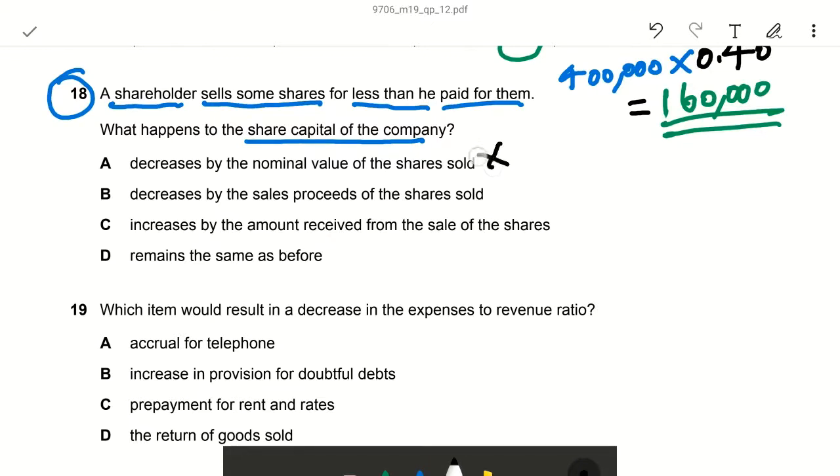So here the first answer, decrease by the nominal value of the share sold. No, it will not decrease the value. The value of the share will be the same. Decrease by the sale proceeds of the share sold. No. Increase by the amount received from the sale of the share. When he is selling the share, how is it increasing? That is wrong. Remain the same as before. Share value is the same as before. He sells the shares at a lower price, but it is not decreasing the value of the share. So the correct answer is D.